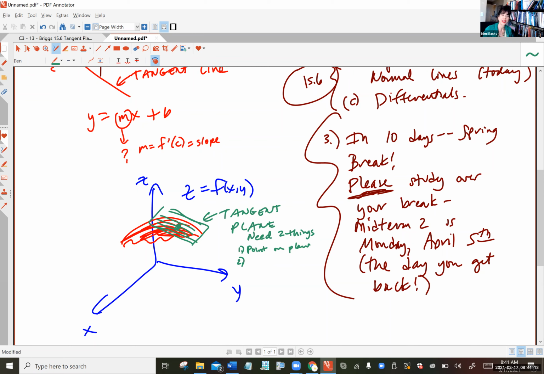What's the second thing you need? Anybody remember? You need two things. I know it was some time ago when we did equations for planes. Does anybody remember the second thing you need for the equation of a plane? Wasn't it a normal vector? Yes, a vector that's normal, we'll call it n, a vector normal to the surface, also known as orthogonal, normal to the plane.